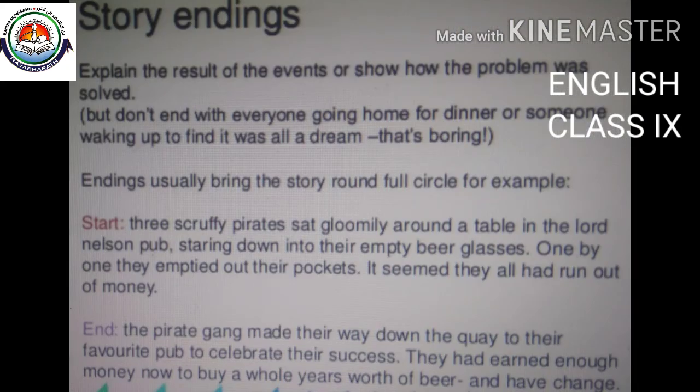And now what all things have we done? We have created an event, we have made a plot, we have set the characters, and we have started the story also. And finally, we must take care of the last part, the ending of the story. Let's see how we have to end. Once we are ending the story, we have to explain the results of the events or show how the problem was solved. Endings usually bring the story round full circle.